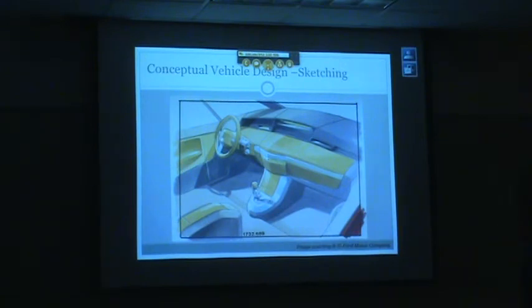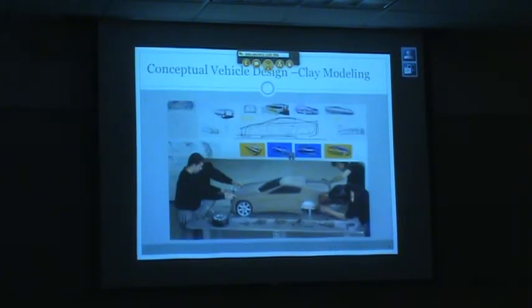So all of this is done with pencil or marker in hand. It may be done using a computer, but generally all of the first stuff is just rough sketching that eventually gets transformed into a computer version.